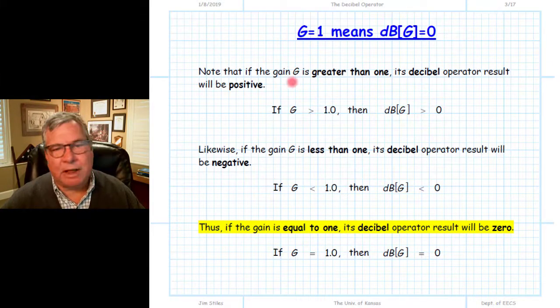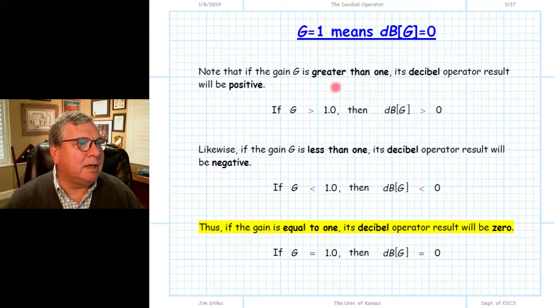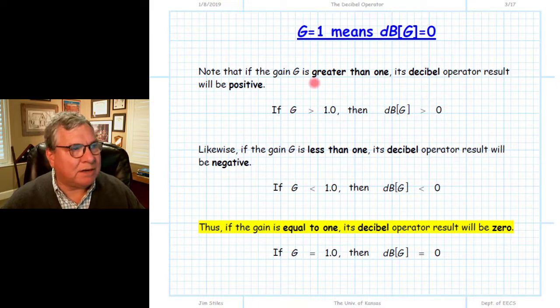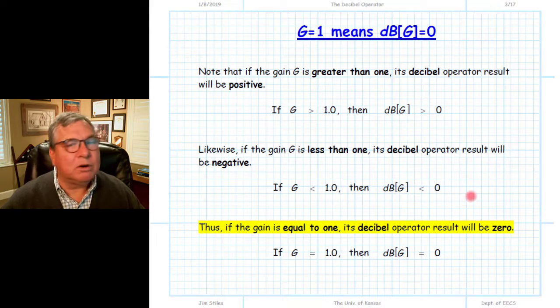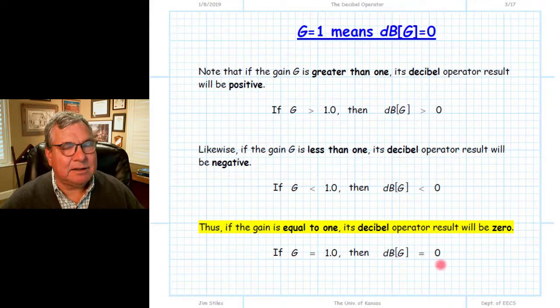So let's say the gain of an amplifier is a value greater than 1, which of course is typically the case for amplifiers. Otherwise it wouldn't be amplifying anything. And when we have a gain greater than 1 and we express it using the decibel operator, we find that the gain then is a positive value. If we were to have a gain less than 1, something like 0.2, and we expressed it with a decibel operator, we would find the result would be negative. And therefore, when we have a gain that's precisely equal to 1, then the gain, when expressed with the decibel operator, has a value of 0.